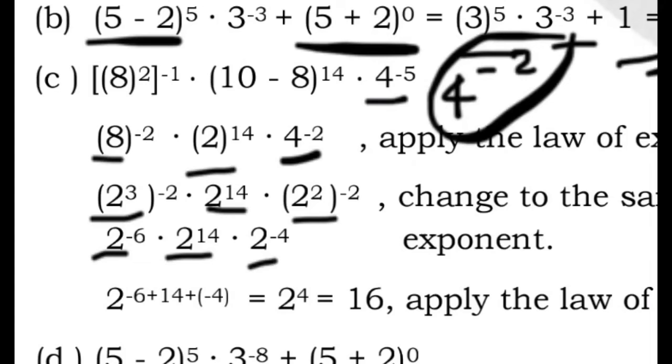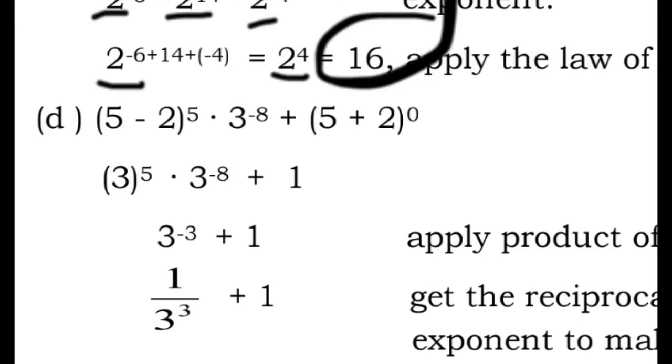Product of powers. So we can copy the base 2 here. Okay, all of the three above are base 2. So copy base 2, then add the exponents. So negative 6 plus 14 plus negative 4. The negative 6 plus 14 is 8. Then 8 plus negative 4 is 4. So our answer is 2 to the power of 4, which is equal to 16.